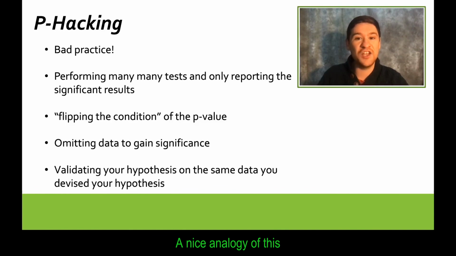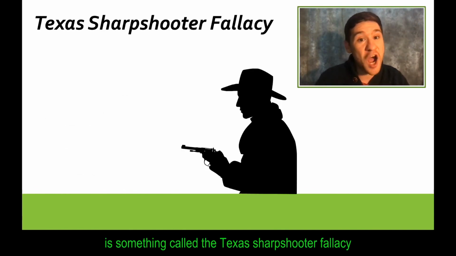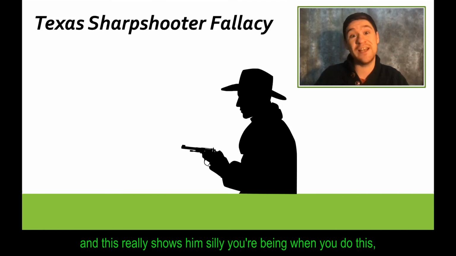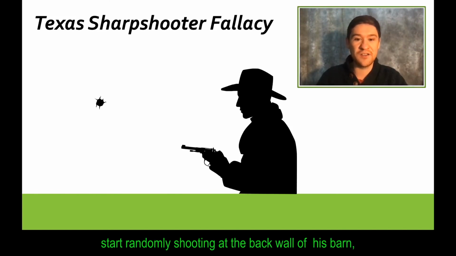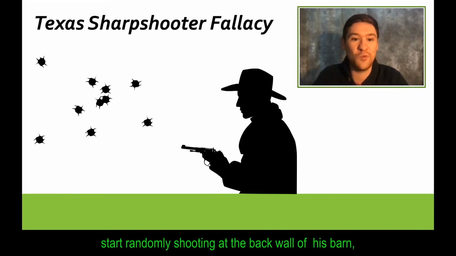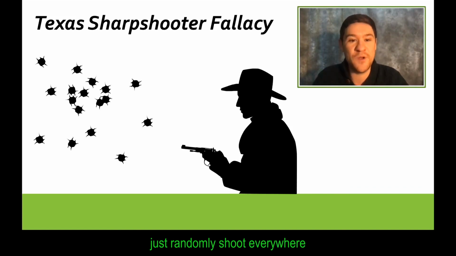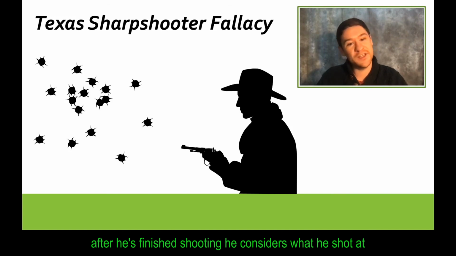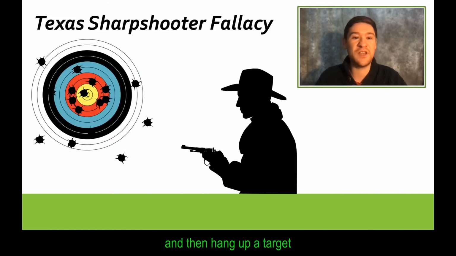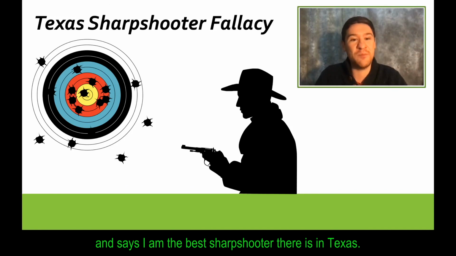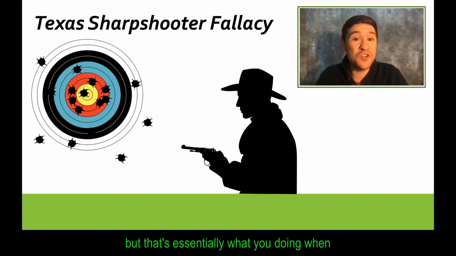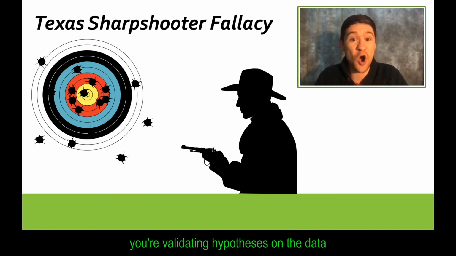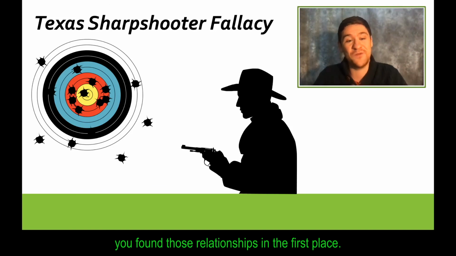A nice analogy of this is something called the Texas sharpshooter fallacy, and this really shows how silly you're being when you do this. So the story goes that a rancher in Texas picks up a gun and starts randomly shooting the back wall of his barn, just randomly shoots everywhere. After he's finished shooting, he considers what he shot at and then hangs up a target and says, I am the best sharpshooter there is in Texas. Now clearly that's silly, but that's essentially what you're doing when you're validating hypotheses on the data you found those relationships in the first place.